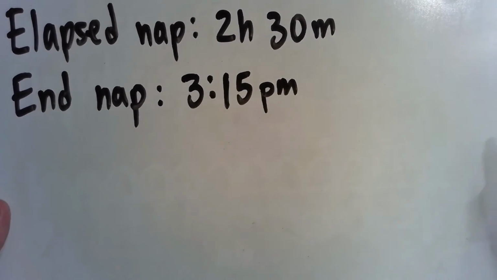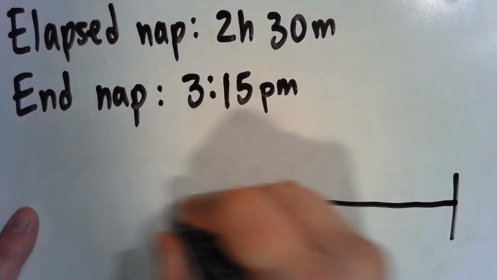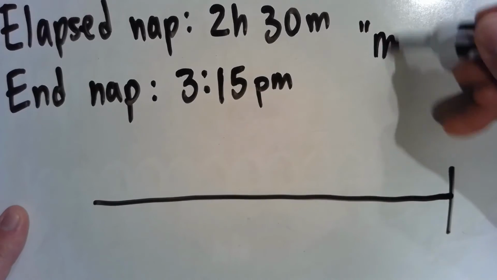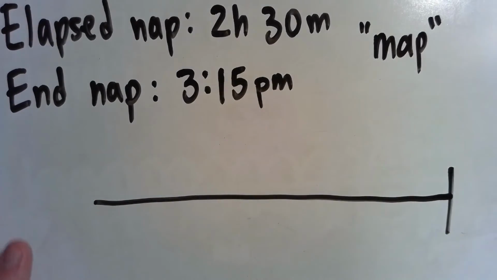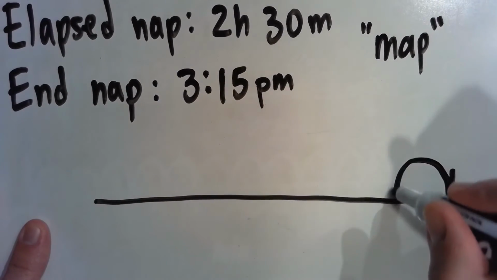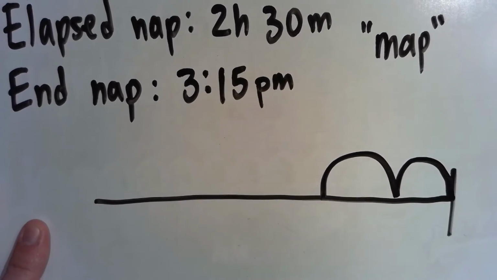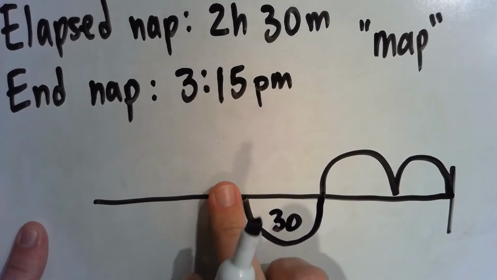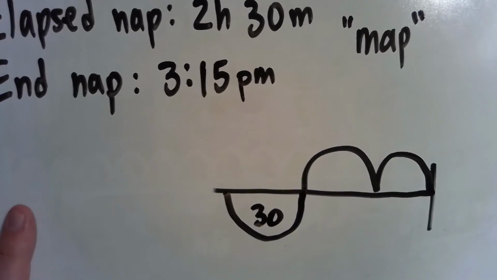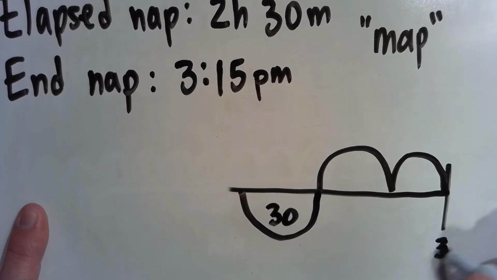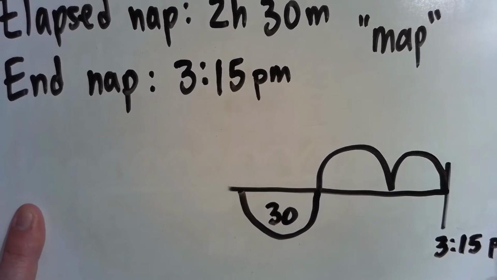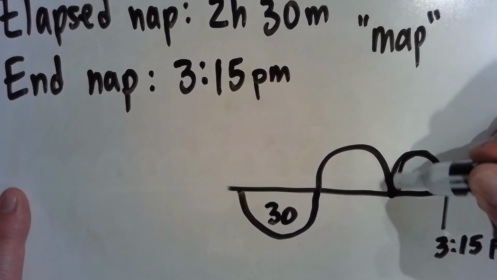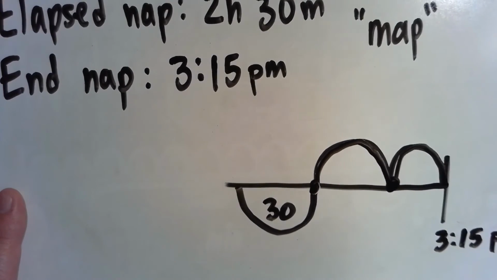So we're going to do another map, but I'm actually going to start with the end time and work backwards. Once again, since we are given an elapsed time, we are going to map what we have. So I need to map 2 hours. So we'll do 1, 2, and then we will map those minutes, and we're going to jump back 30. Okay, and we will get to our end time. Let's mark these where we have them. Our end time was 3:15 p.m. If we go back an hour from 3:15, we have 2:15. Go back another hour, we have 1:15.